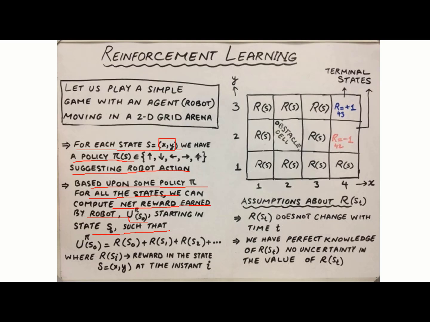The formula for the net reward, which later on we are going to call the expected reward, U pi of S0, is the sum of the rewards that the robot is going to earn through all the grid cells it has visited, S0, S1, S2, and so on. And remember that this summation may never end, like we saw in the previous case. When the value of R was greater than 0, there was no incentive for the robot to terminate the game.